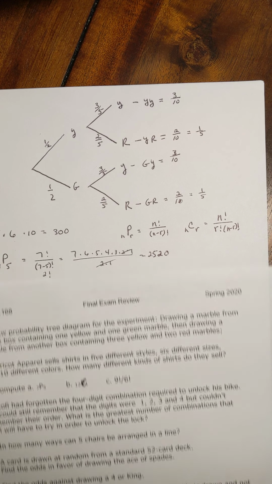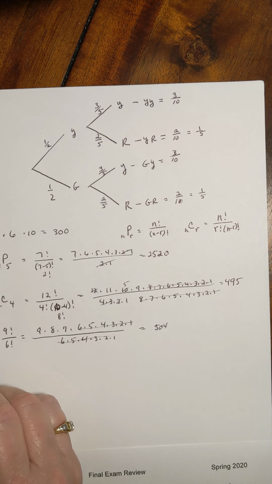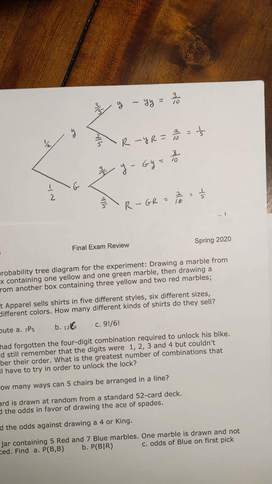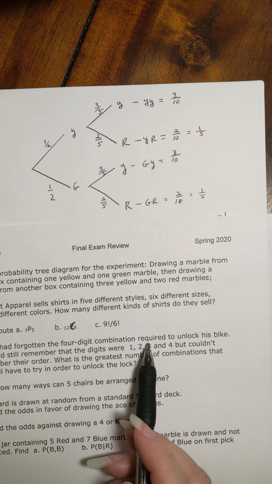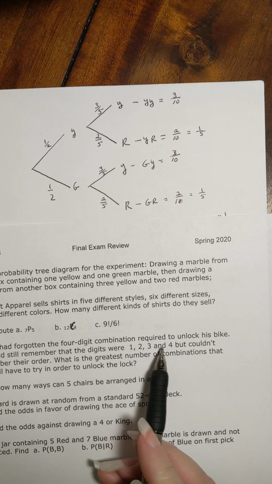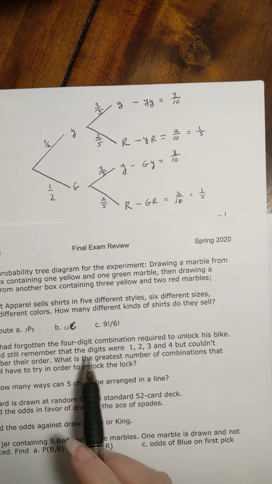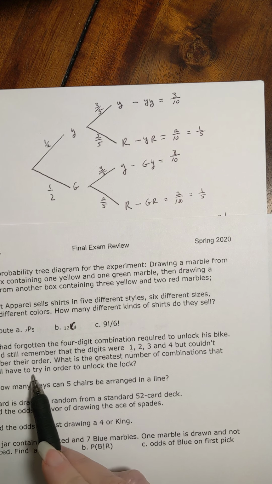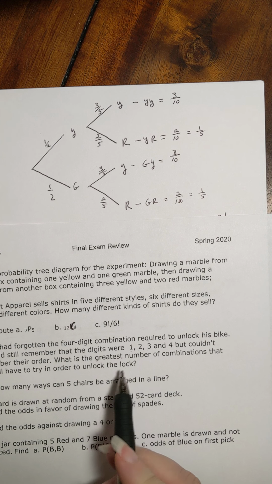Okay. Problem number 7 says, Coffee has forgotten a 4-digit combination required to unlock his bike. He could still remember that the digits were 1, 2, 3, and 4, but couldn't remember their order. What is the greatest number of combinations that Coffee would have to try in order to unlock the lock?